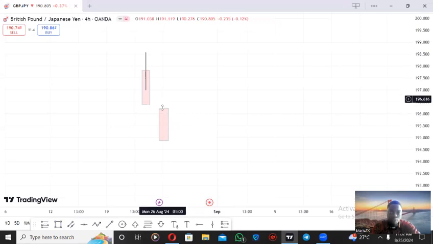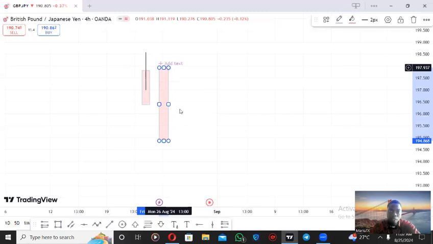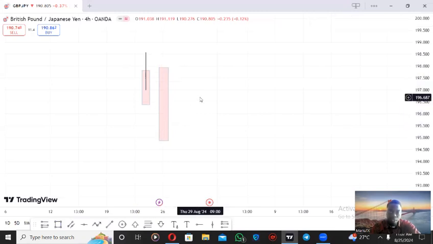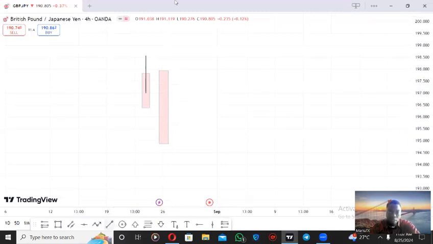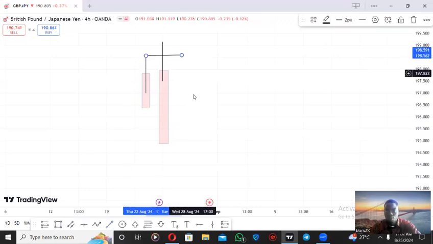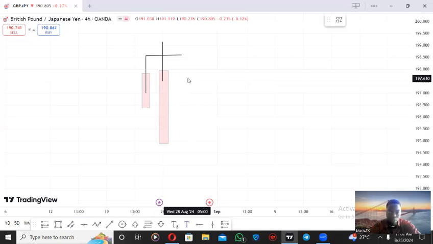Sometimes what will happen is price will push up. This bearish candle will push up and then sweep the second candle. So that means we have a sweep. This is a sweep. This is what we call liquidity. There's not much talk about it. So that is a liquidity sweep.